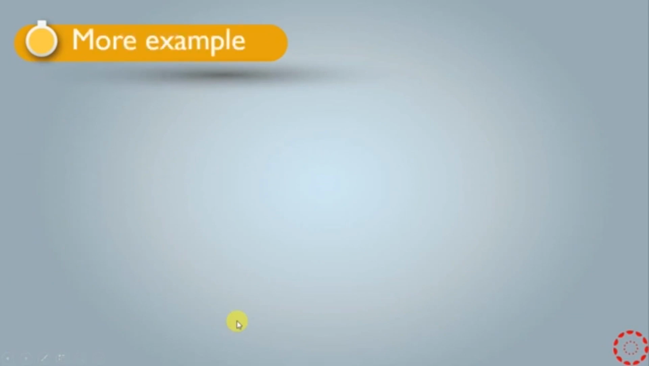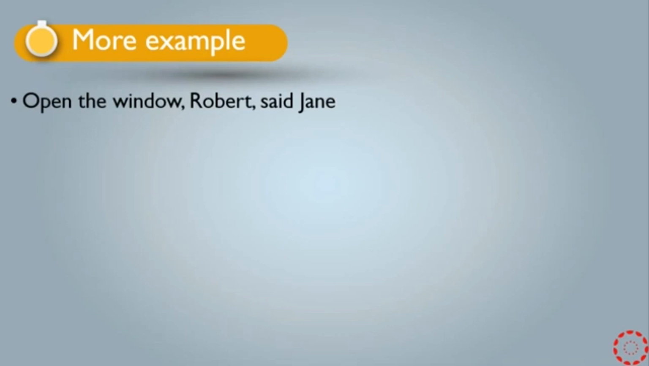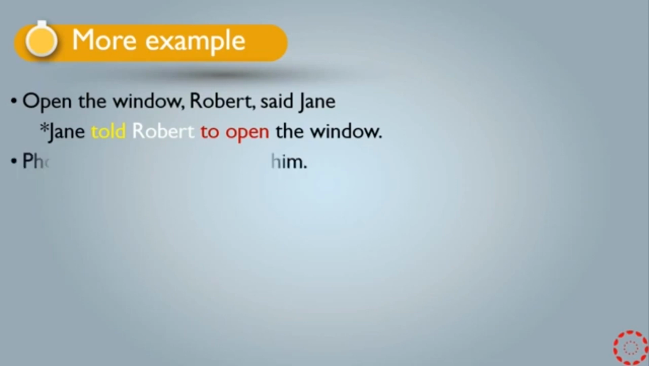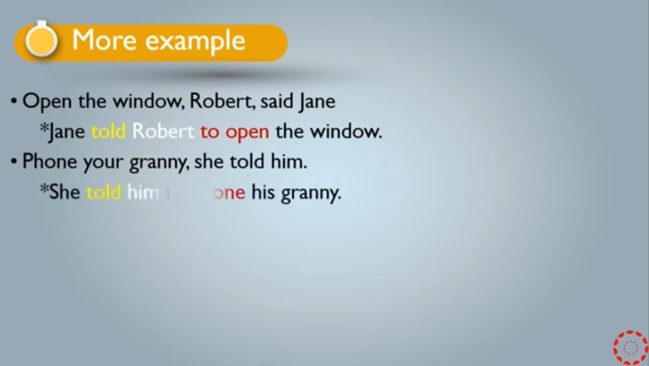We have more examples here. Open the window, Robert, said Jane. Okay, Jane said to Robert, open the window. So it became what? Jane told Robert to open the window. Phone your granny, she told him. It became what? She told him to phone his granny.